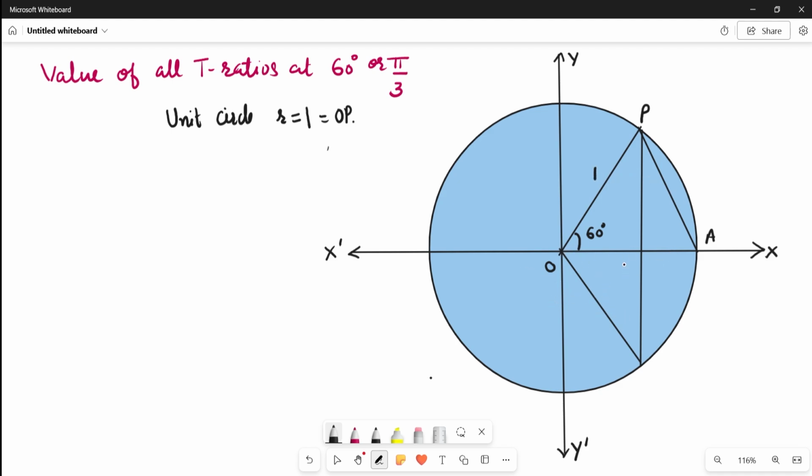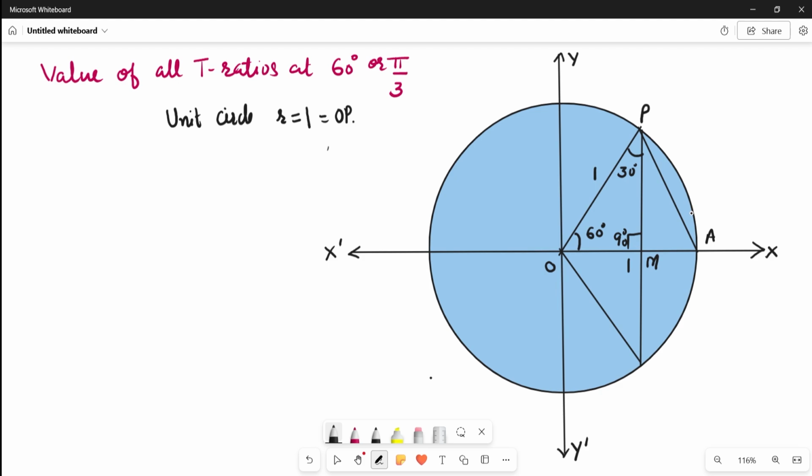OA is also 1 because it is also the radius. This angle is 90 degree. We have drawn perpendicular from P on x-axis, PM. This is 90 degree. So this angle will be 30 degrees because the sum of three angles of a triangle is 180 degrees. We are to find the lengths of PM and OM.